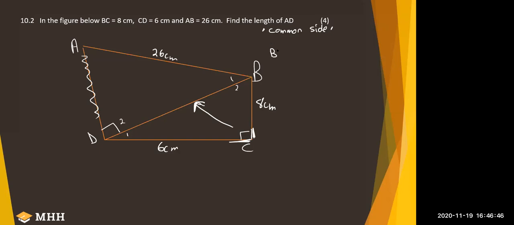So to find BD, I'm just going to say BD squared is equal to CD squared plus BC squared. Pythagoras.